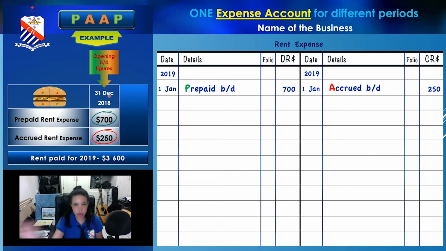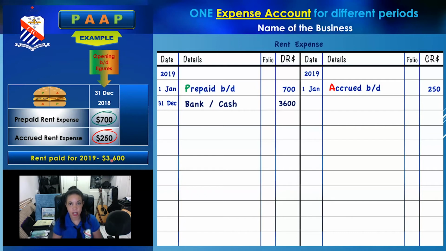You have the in between or the meaty part, which would be your cash or bank. You're going to look and see, is there any cash in bank? Rent paid for 2019, 3,600. Now, they did not give a specific date in terms of the payment. So whenever they don't give you a specific date, you just put the end of the period. So the end of the period is the 31st of December 2019. So you would just use that date in the absence of a specific date for any payments. And how much is it?